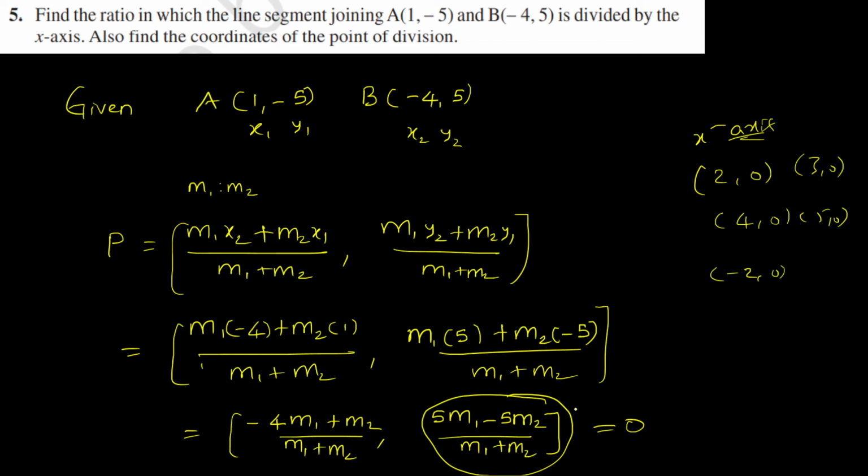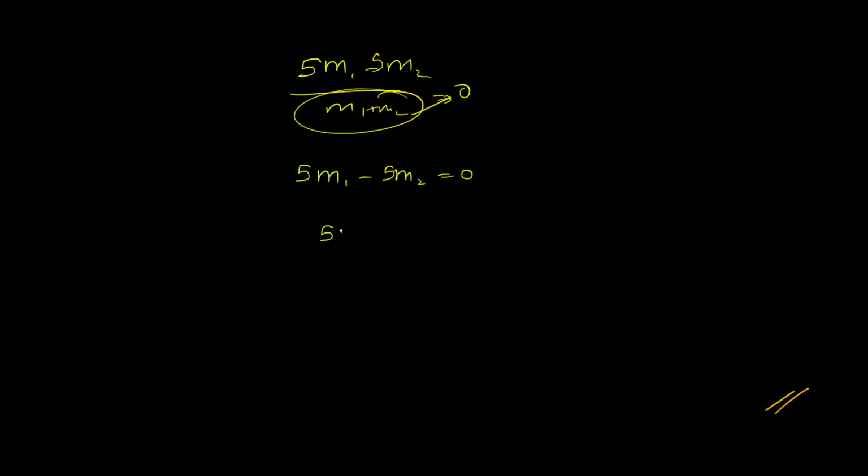Now this point lies on the x-axis, that is what is given, divided by the x-axis, so this should be equal to 0. So that will become (5m1 minus 5m2) by (m1 plus m2) is equal to 0. Whatever the denominator is, the whole thing is 0, so 5m1 minus 5m2 is equal to 0. That means 5m1 is equal to 5m2. 5 cancels, that means m1 is equal to m2. If I divide it, it will become m1 by m2 is equal to 1 by 1, or 1:1.